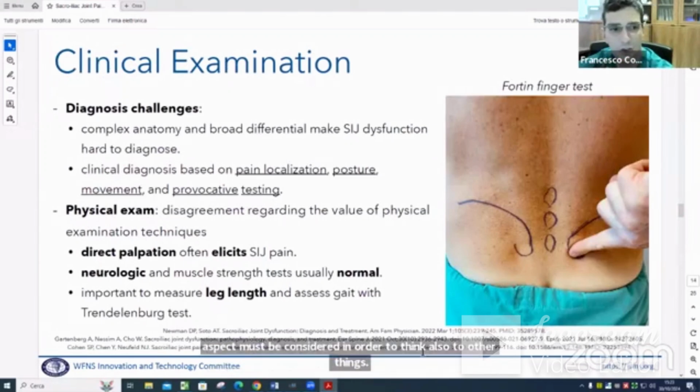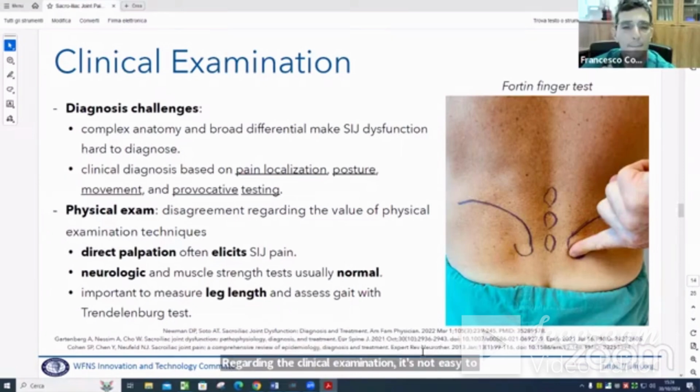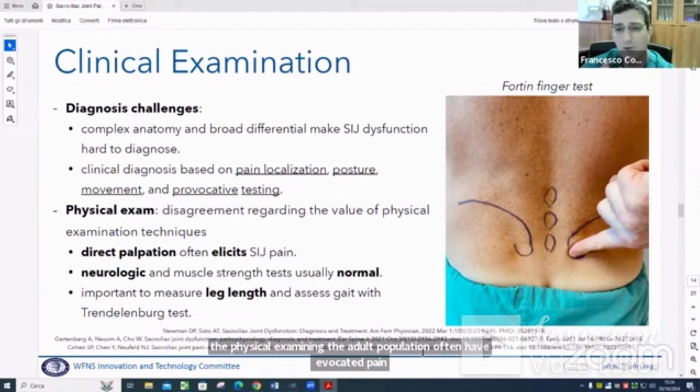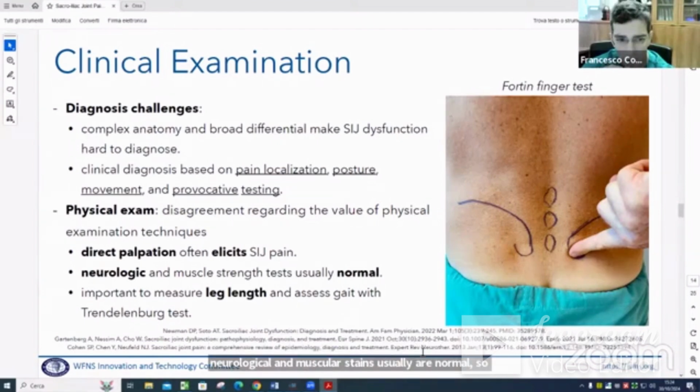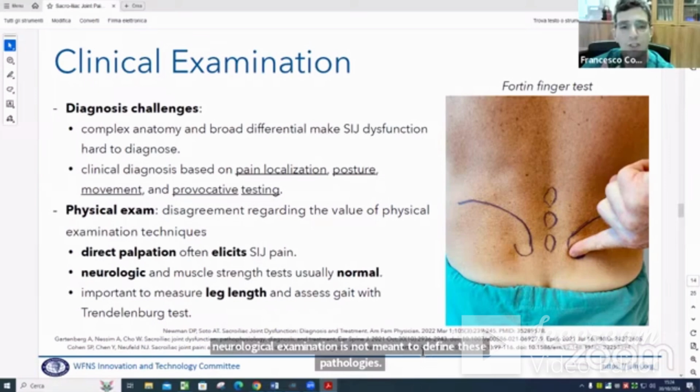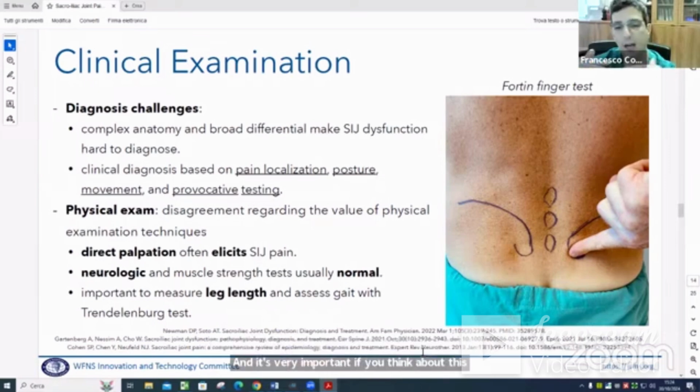Regarding the clinical examination, it's not easy to define this syndrome, but during the physical examination, direct palpation often evokes pain. Neurological muscular strength is usually normal, so neurological examination is not meant to define this pathology. And it's very important, if you think about this, to consider the leg length and the balance of the pelvis.